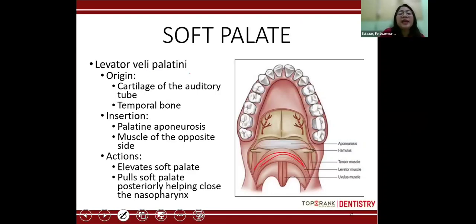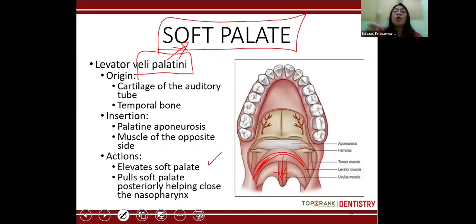As the name implies, veli palatini means soft palate, and so it elevates the soft palate. The origin is the cartilage of the auditory tube and the temporal bone. Insertion is the palatine aponeurosis and muscle of the opposite side. Actions: it will elevate the soft palate and pull it posteriorly, helping close the nasopharynx. You have to understand that soft palate muscles collectively close off the nasopharynx during deglutition.